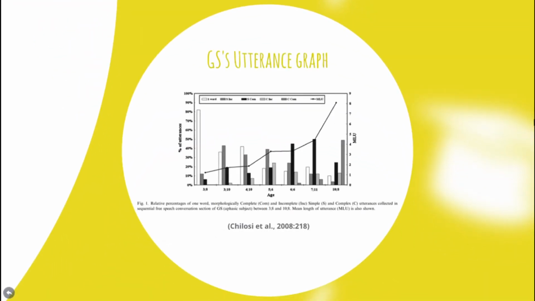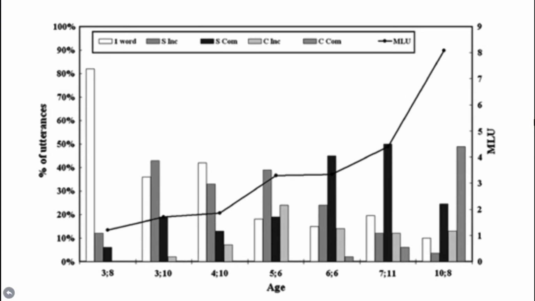The graph clearly displays GS's mean length of utterances having a solid increase, typical of standard child language acquisition. However, the sharp increase in mean length of utterances we see between 7 years and 11 months and 10 years and 8 months is atypical. In a typically developing child, this burst in vocabulary is between the ages of 2 to 4 years old. We also see how various types of utterances, such as one word, morphologically complete and incomplete, simple and complex sentences, fluctuate with no real progression or correlation.